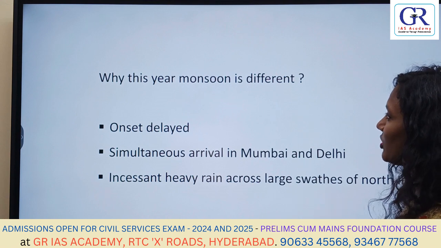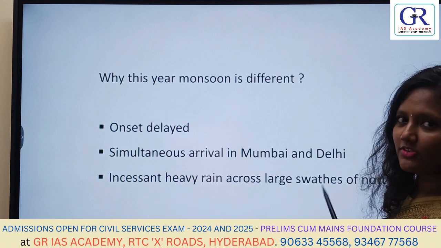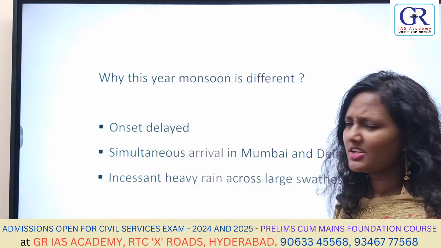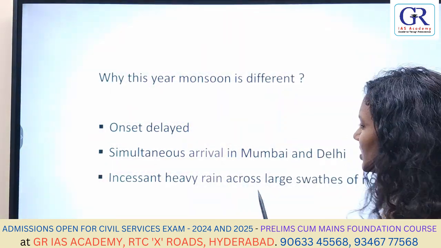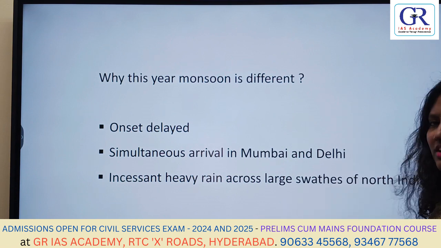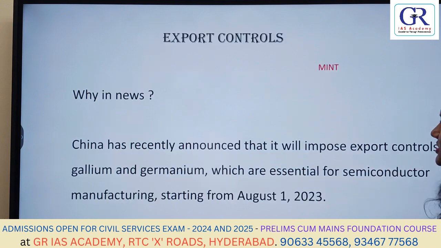But why is this year's monsoon different then? Okay, now you understood western disturbance. Why is this year's monsoon different? Because of three main reasons. Onset is being delayed. Simultaneous arrival in Mumbai and Delhi also. That is also one of the reasons. And incessant heavy rain across large swaths of North India.